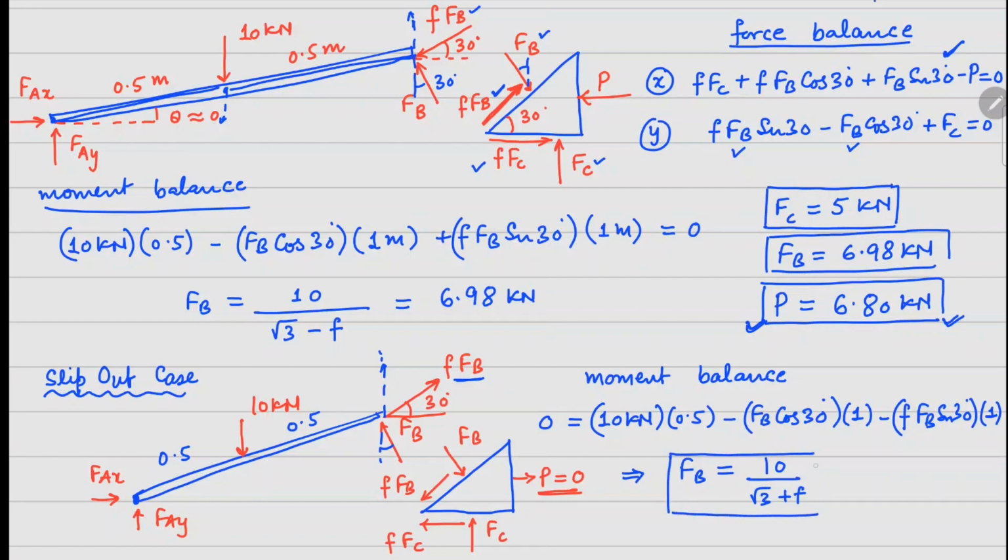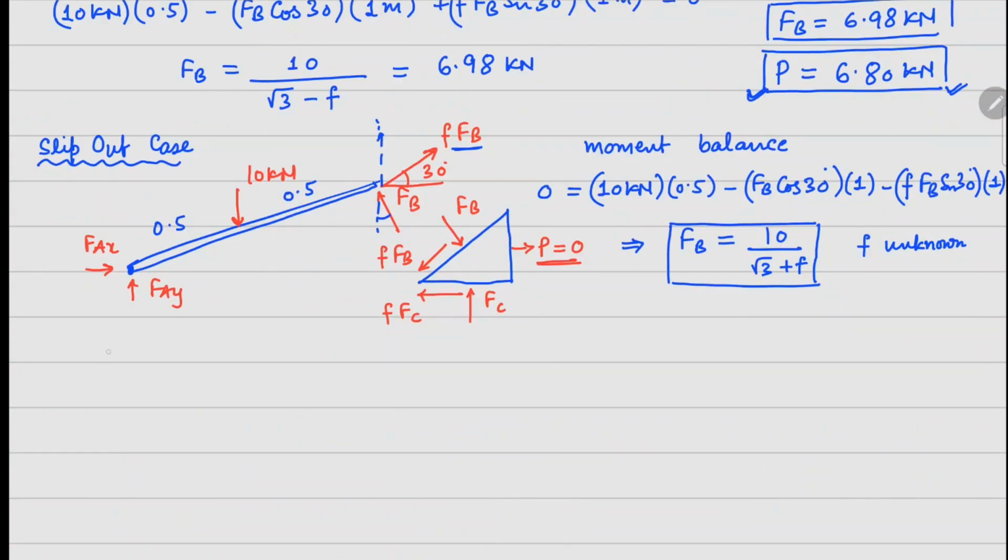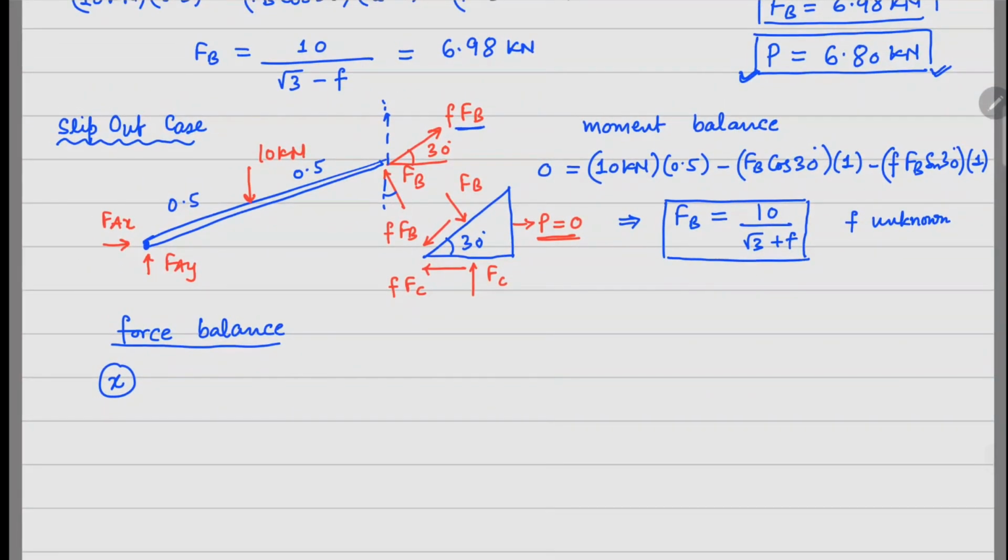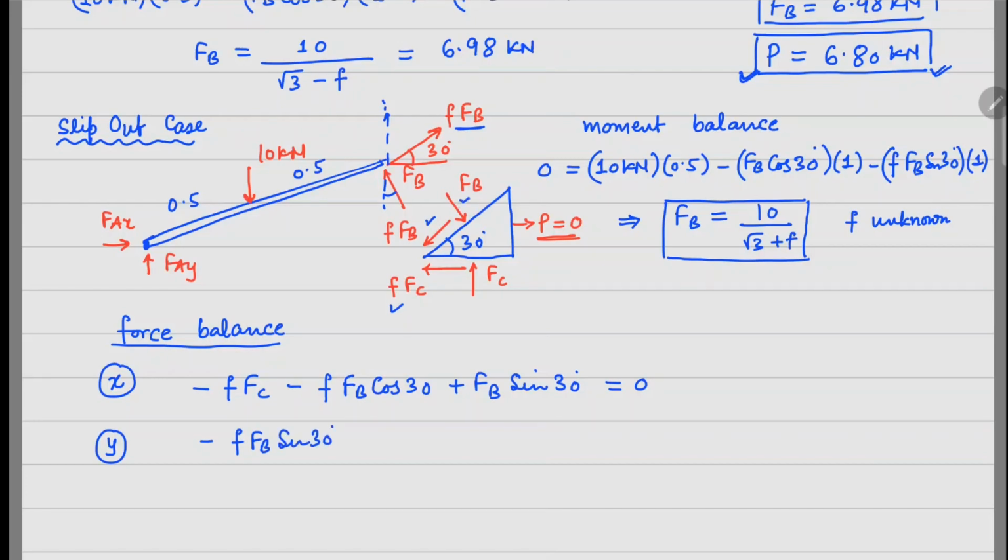Since we are interested in finding that particular value of F for which slip out will not happen, we'll keep F as unknown here. Now from the forces on the wedge, you can see this angle is 30 degrees here. If you look at your X forces, we have minus FC, this one, minus FB cos 30 and plus FB sine 30 degrees, and since P is 0, we can ignore it. In the y direction we are going to get this force, which is minus FB sine 30 degrees, this FB right here, which is minus FB cos 30, and plus FC equals 0.